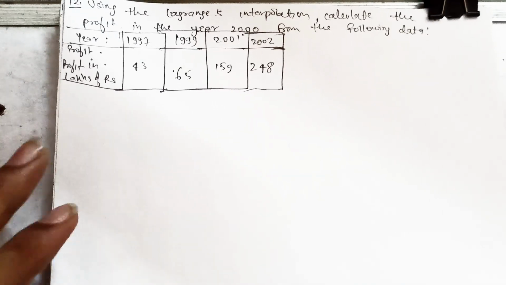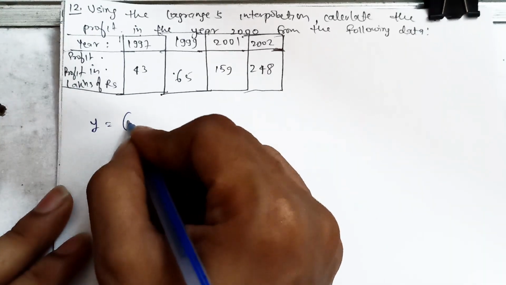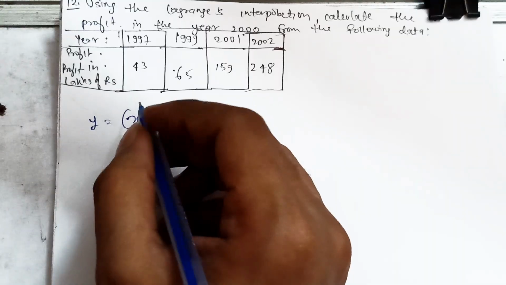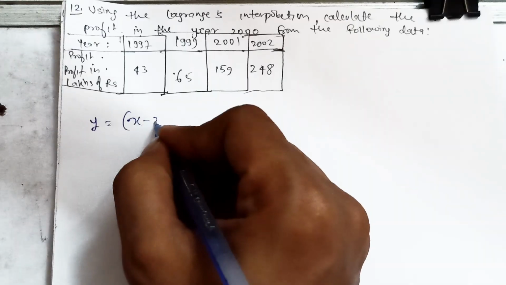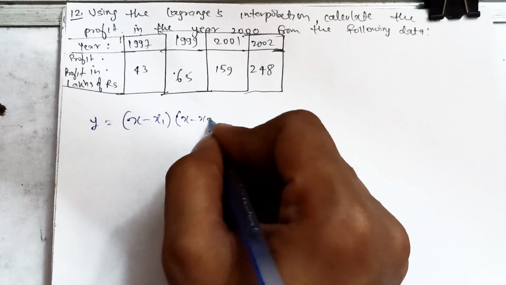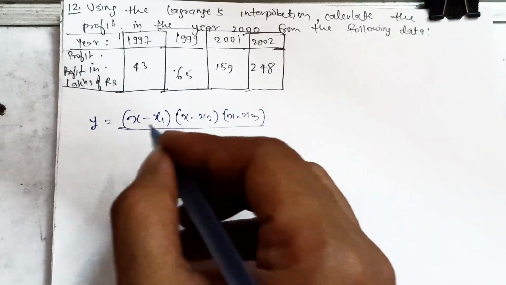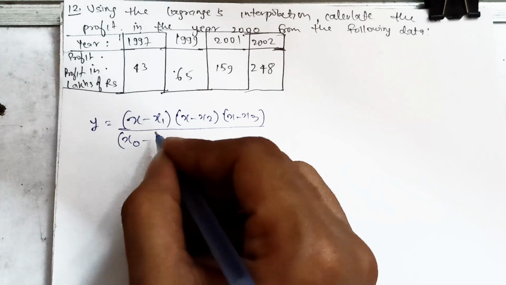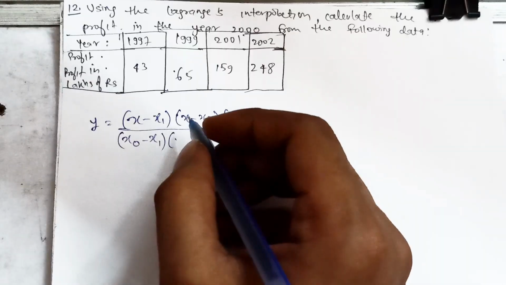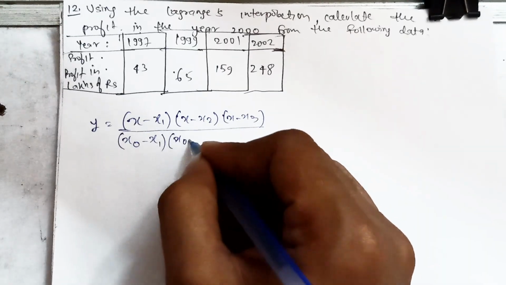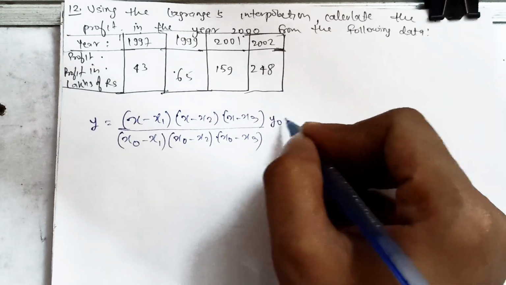Firstly, what is the Lagrange interpolation formula? We have y equals, in the numerator, x minus x1, then multiplied by x minus x2, then x minus x3. In the denominator we use x naught as the initial point and subtract x1, then x naught minus x2 and x naught minus x3. Then we multiply it with y naught.